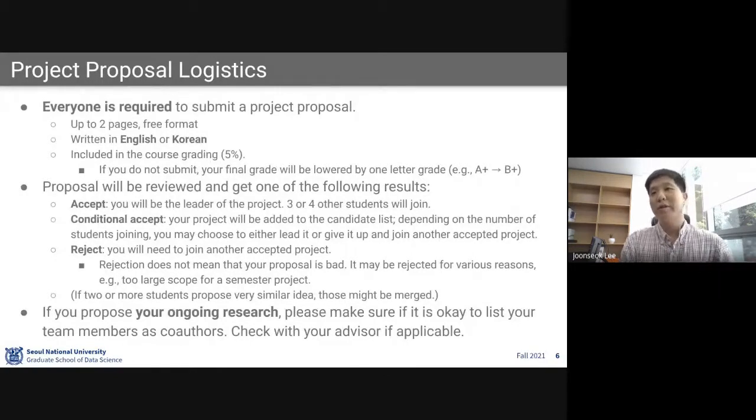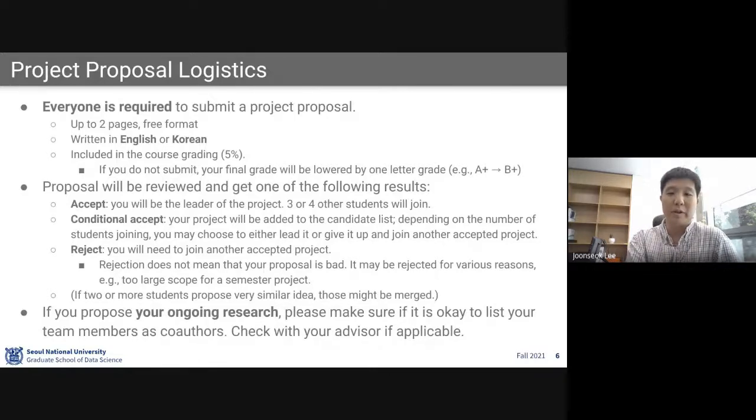And reject means that your proposal is not accepted, and you need to join another project. But rejection doesn't mean that your proposal is bad. In many cases, actually, the proposer got full credits, where I gave the full scores, but that was rejected mainly because the scope was too large, for example, for this 1 semester team project. So yeah, I have some more slides to list the grading criteria.